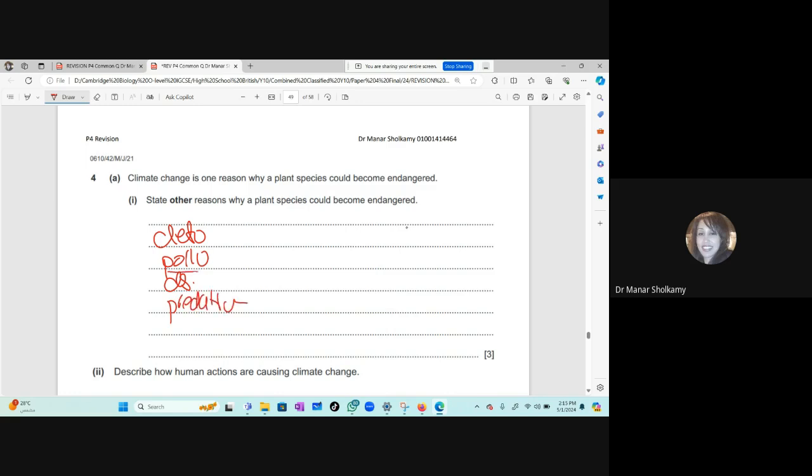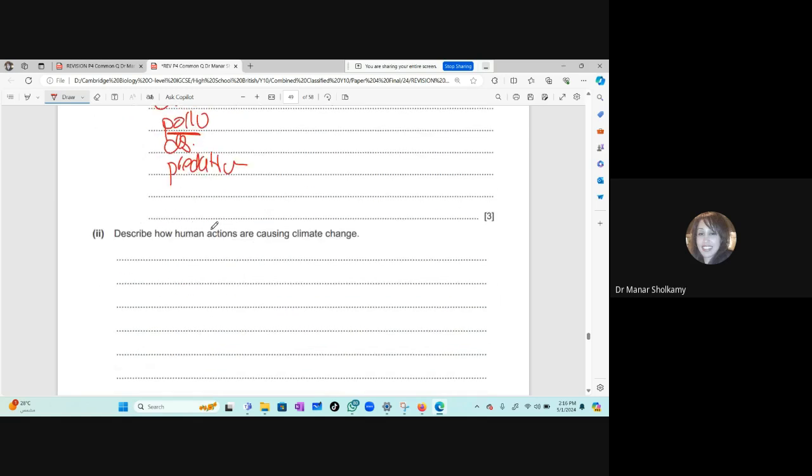Okay. When you say pollution, at least mention one example. What is one example of pollution that can make species become endangered? Soil erosion. Okay. Global warming, climate change, war, whatever. No food, no water.